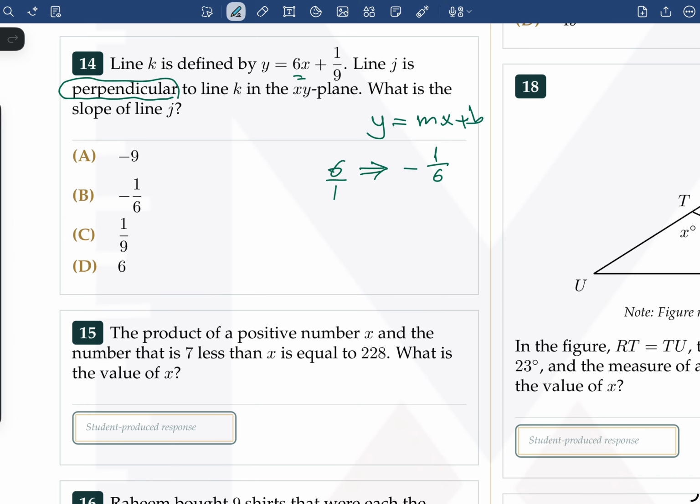And this happens always when you have the word perpendicular. But with the word parallel, you need to get the same number without any change. So if it's 6 over 1, it becomes 1 over 6, and also a negative sign is associated. So here B is our correct answer.